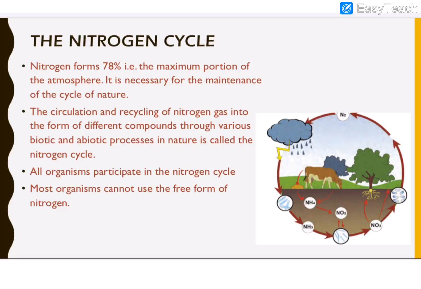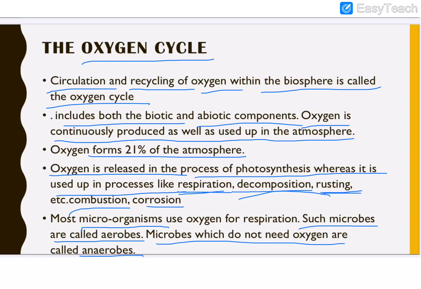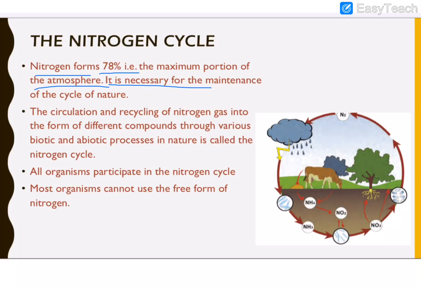Next we are going with the nitrogen cycle. So what is the nitrogen cycle? Nitrogen forms 78% of the atmosphere. So which gas forms the maximum portion of the atmosphere? Nitrogen. 78% of the atmosphere is nitrogen, and 21% is oxygen. It is necessary for the maintenance of the cycles of nature. So this high amount of nitrogen is necessary for maintenance of the cyclic, biogeochemical processes. For all the chemical cycles and biological cycles happening in our ecosystem, nitrogen is necessary.